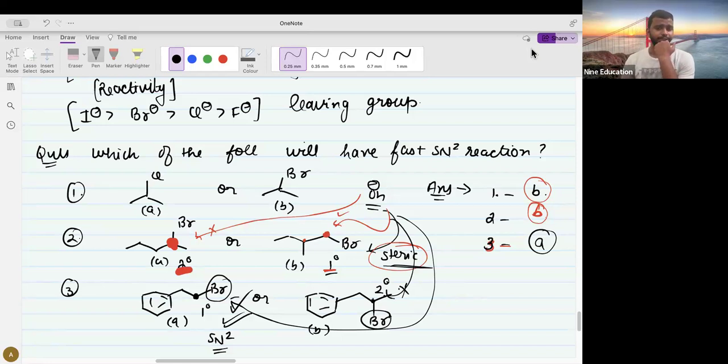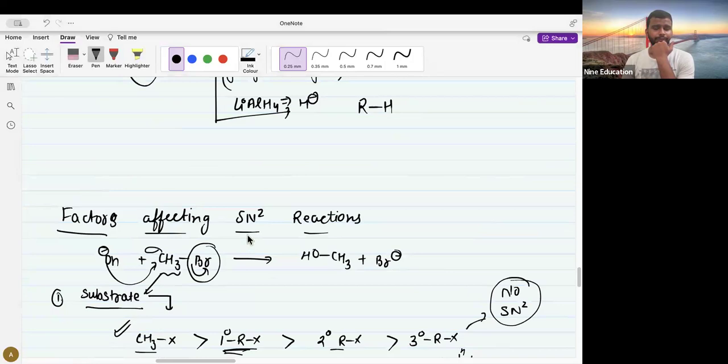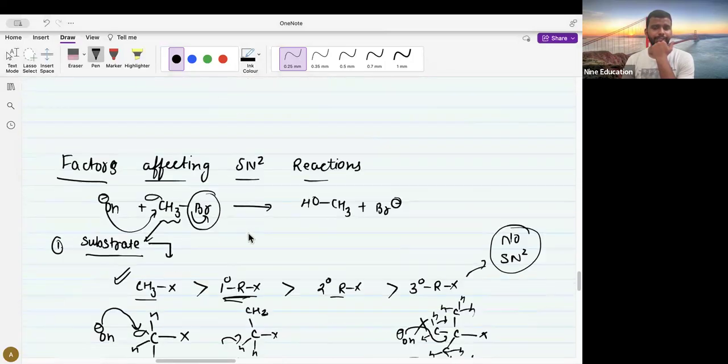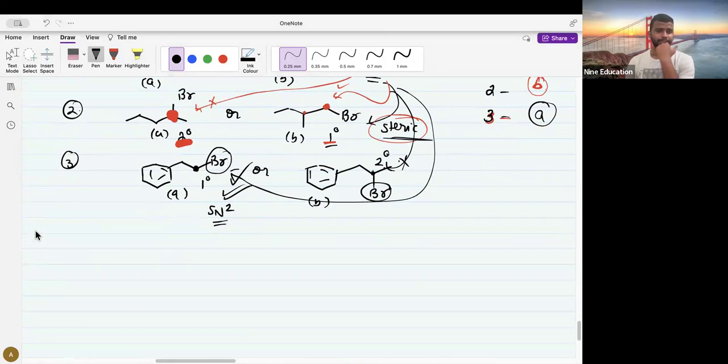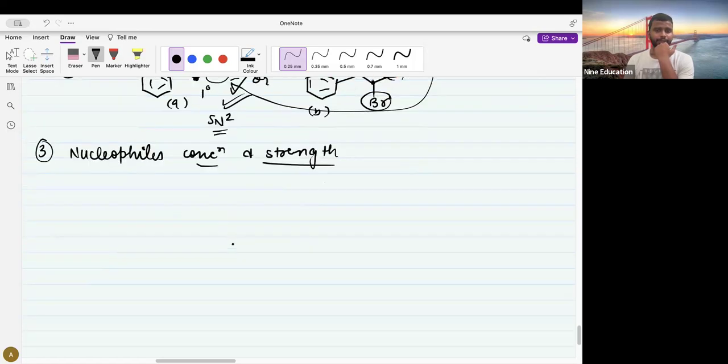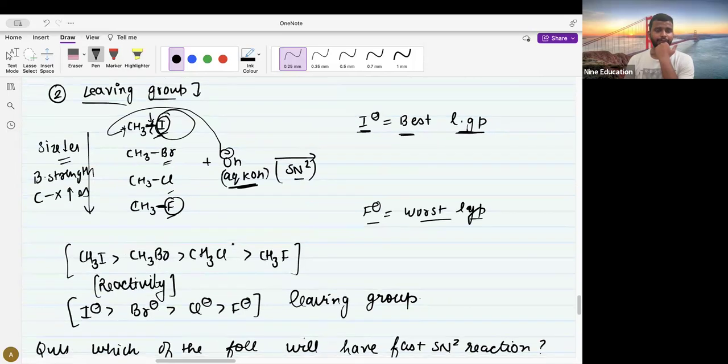So with this, these two factors are over, the factors affecting SN2 reactions. The third factor is the nucleophile: nucleophile concentration and strength. This will also be a factor. This OH minus which is attacking, this attack should be strong. Strong people should go and attack.